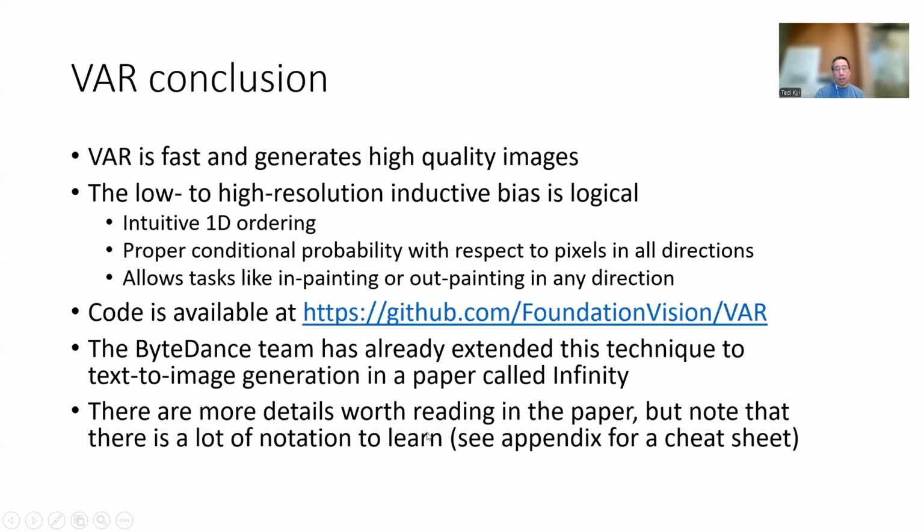All right, so I'm going to wrap things up here and try and save time for the R1 discussion and everything else. But it's fast, and generates high quality images. Hopefully we have the right inductive bias. Code's available. You can play around with this. And there's already another paper, an Infinity paper, where they did text conditional. So you can actually say, I want, whatever, an astronaut riding a horse, and it'll generate that for you. They also have some other things. I haven't deep read the Infinity paper.